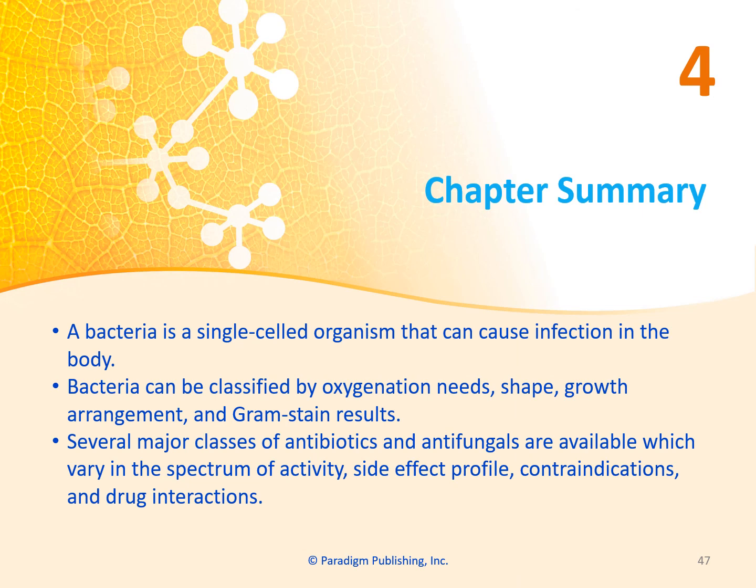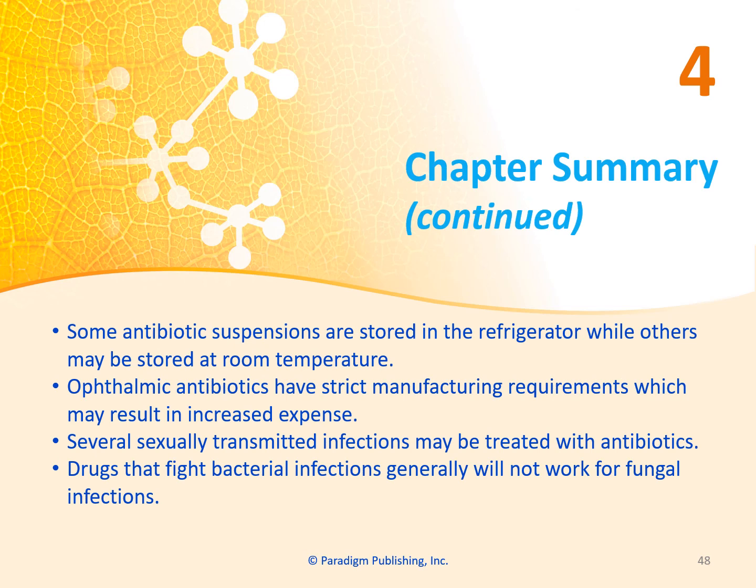And the Chapter 4 summary. A bacteria is a single-celled organism that can cause infection in the body. Bacteria can be classified by oxygenation need, shape, growth, arrangement, and Gram-stain results. Several major classes of antibiotics and antifungals are available, which vary in the spectrum of activity, side effect profile, contraindications, and drug interactions. Some antibiotic suspensions are stored in the refrigerator, while others may be stored at room temperature. Ophthalmic antibiotics have strict manufacturing requirements, which may result in increased expense. Several sexually transmitted infections may be treated with antibiotics. Drugs that fight bacterial infections generally will not work for fungal infections.